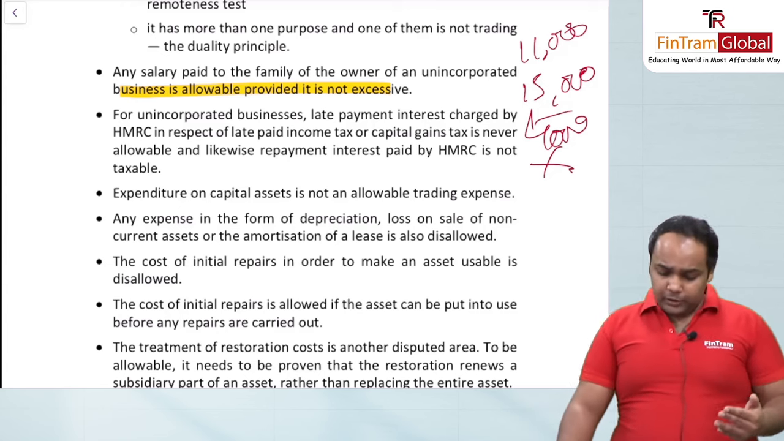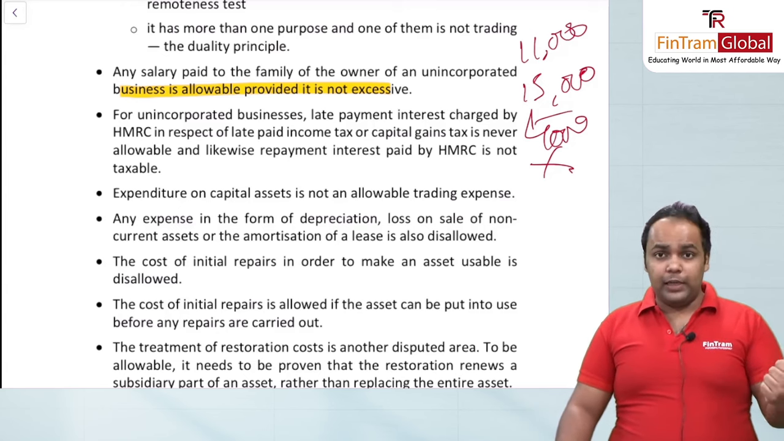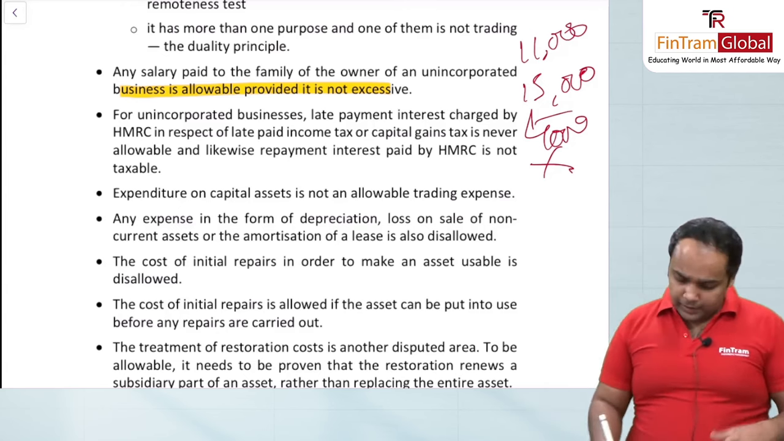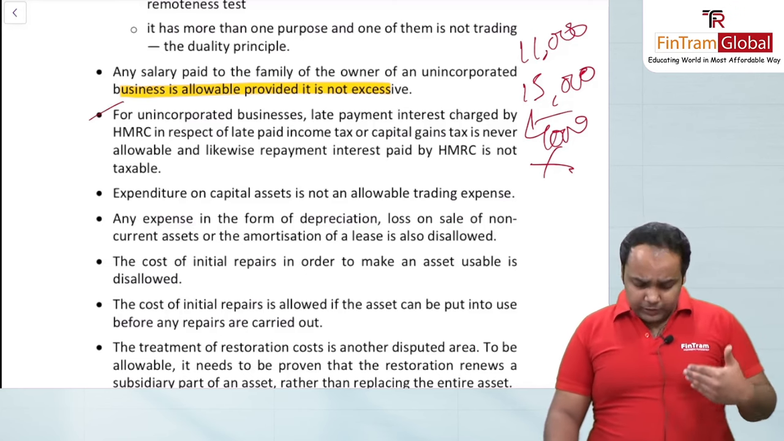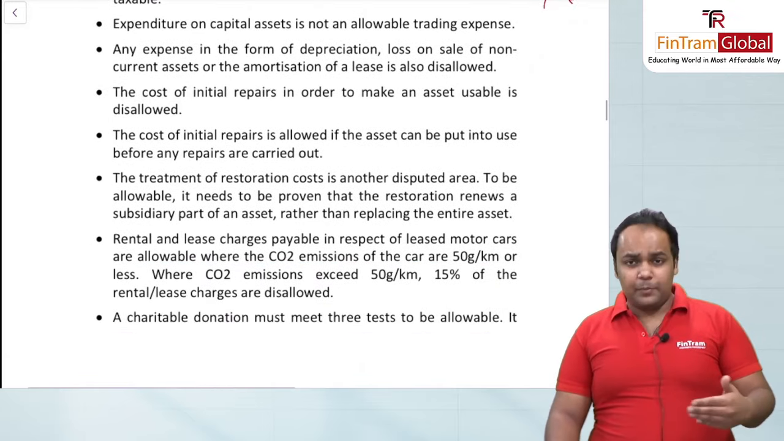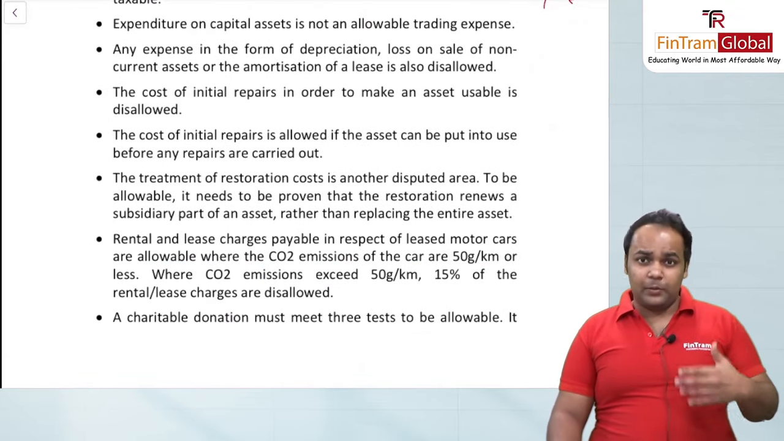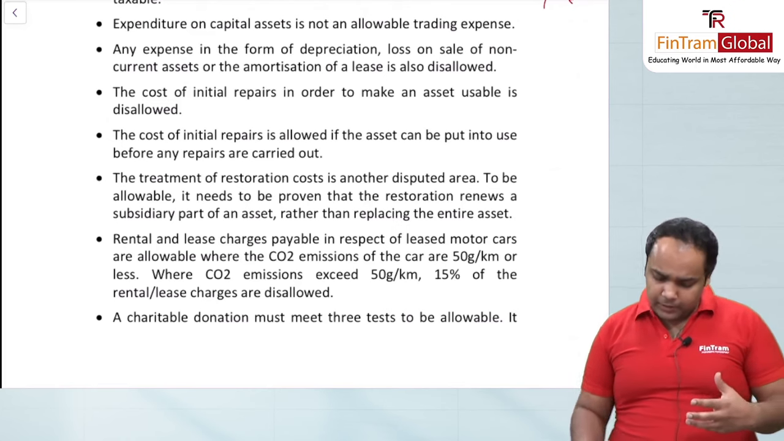Late payment interest charged by HMRC is not a tax allowable expense, neither is late payment interest received income. These are things you need to remember. Any depreciation and so on is not allowable; capital expenditure figures under the capital allowances mandate.